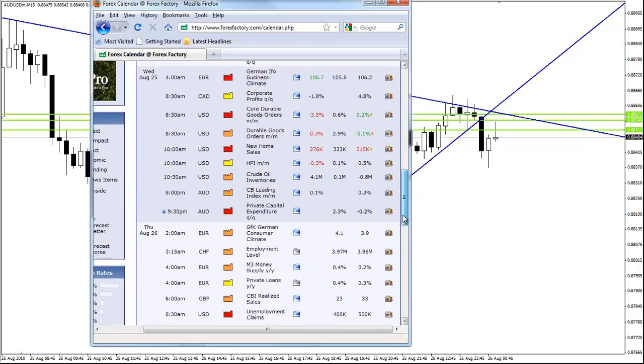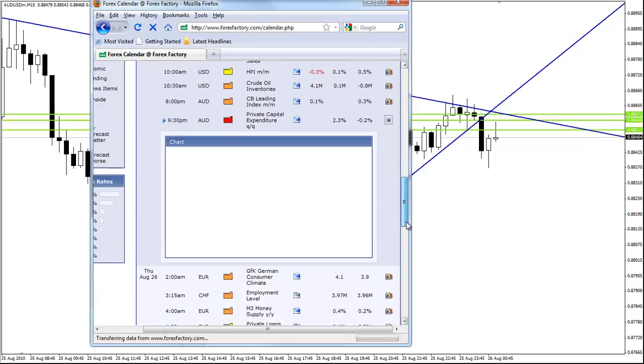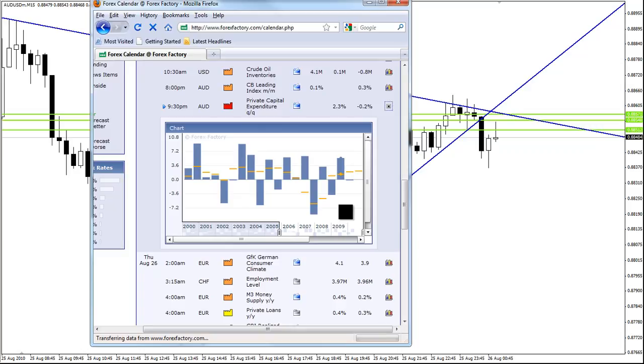So if we go down to today, 9:30 Aussie, right? And this is a red flag. So over here you can see what the forecast is, previous, and then get a little bit of a rundown on what it is. You kind of get an idea of how the previous forecasts have stacked up with expectations, and you can see here for the most part they've done a very poor job of predicting this thing. So it's going to be interesting to see what happens.